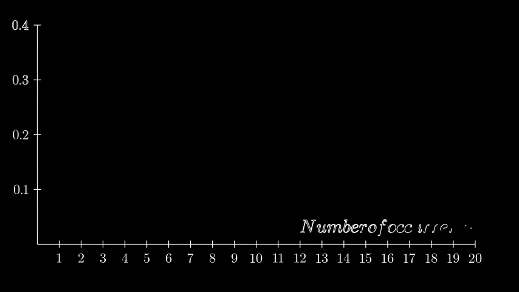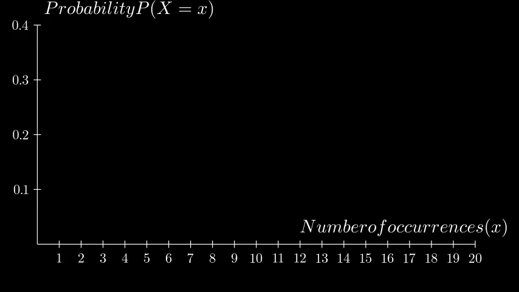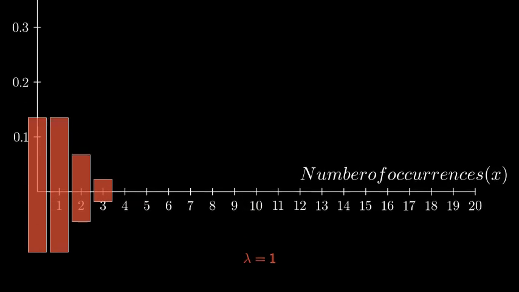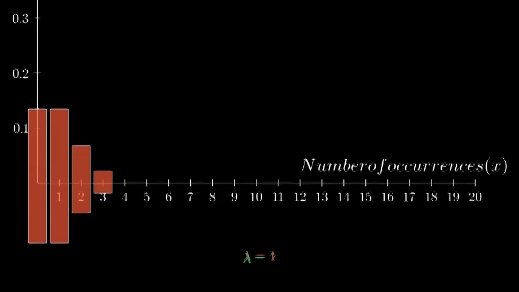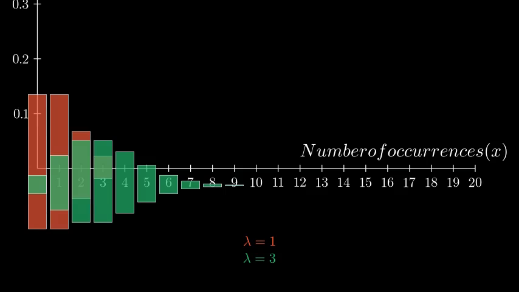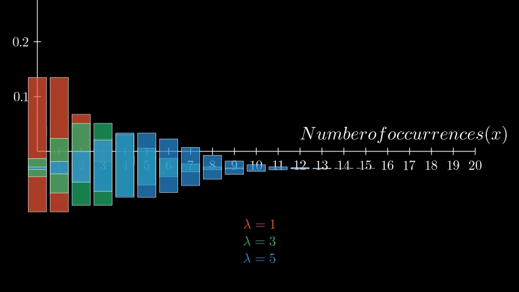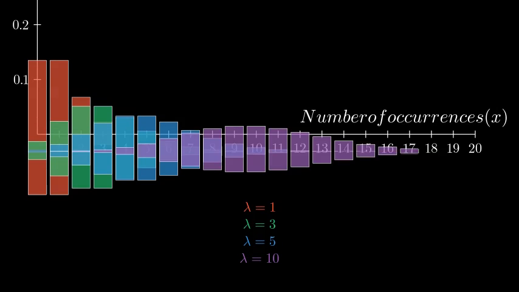Let's visualize the Poisson distribution for different values of lambda. When lambda equals 1, we see that the probability is highest for 0 and 1 occurrences, and then decreases rather quickly. When lambda equals 3, the distribution shifts to the right, with highest probabilities around 2 and 3 occurrences. When lambda equals 5, it moves even further right, with 4 and 5 occurrences being most probable. And for lambda equals 10, the distribution becomes more symmetrical, resembling a normal distribution.